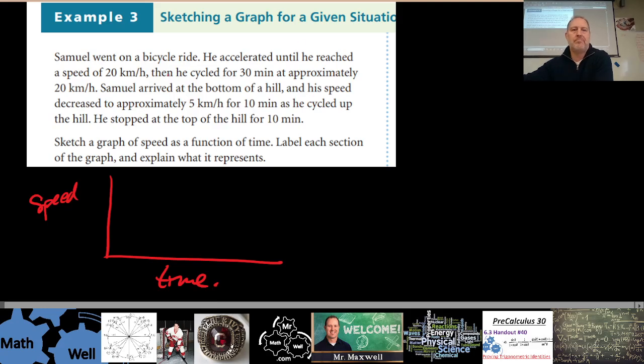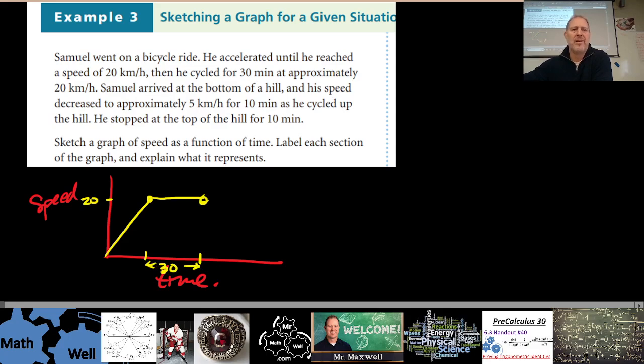Okay. So what does he do here? He accelerates until he reaches a speed of 20 kilometers per hour. So let's put 20 around here somewhere. So he goes until he gets 20 kilometers per hour. Now, does it say how long it took him to get here? Well, it doesn't say how long it took him to get to 20, though. He then cycled for 30 minutes at this speed. So we do know from here to here is 30 minutes, right?